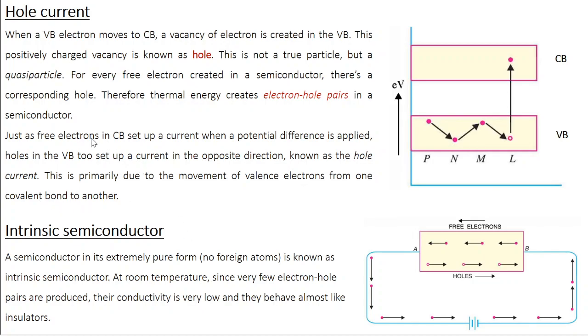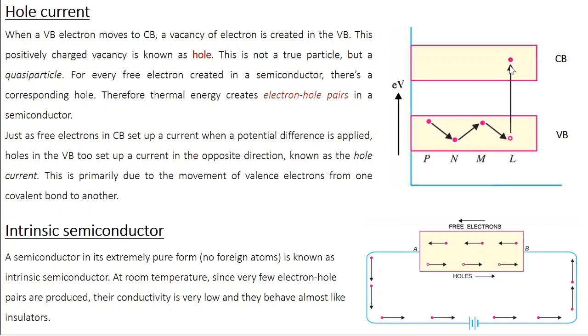And just as free electrons in conduction band set up a current when a potential difference is applied, holes in the valence band too set up a current in the opposite direction. This is known as hole current. Let's see how does this happen.